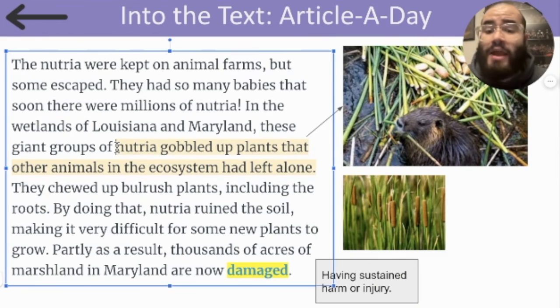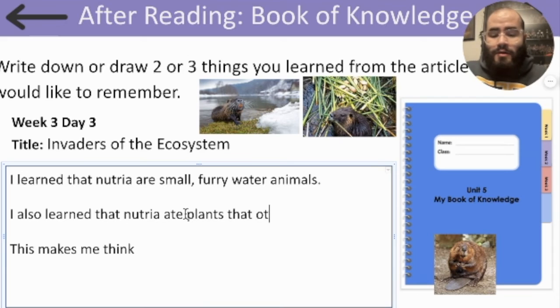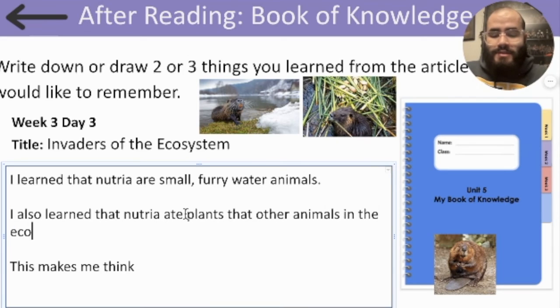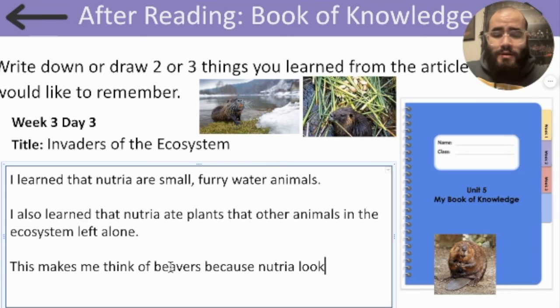I also learned that nutria ate up plants that other animals in the ecosystem left alone. This makes me think of beavers because nutria look a lot like beavers.